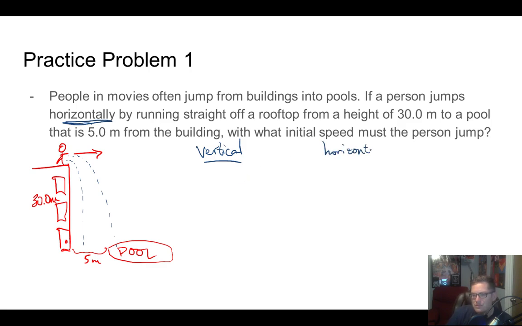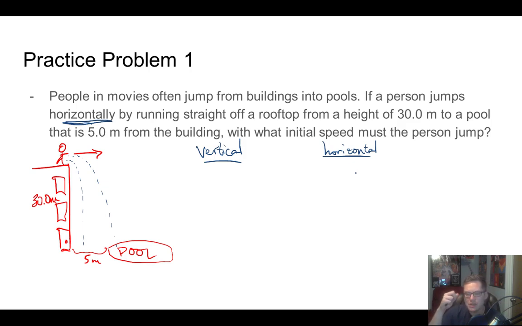There are lots of different ways to approach these problems, but it almost always comes down to working it two separate ways: once with vertical, then using what you learn from that in the horizontal, or vice versa, depending on what you're being asked for. In this case, we're asked for the horizontal velocity, so we're probably going to start with the vertical parts and use what we learn to solve the horizontal.